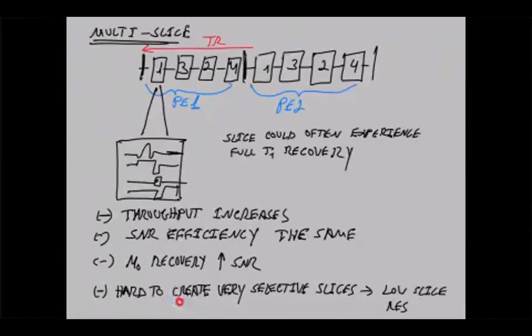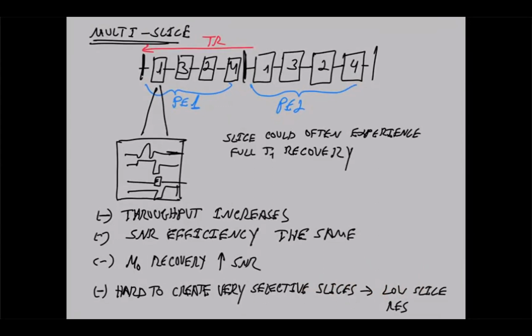Yep, sorry about that. It's hard to create very selective slices because if you are doing this, then you need a higher time bandwidth, and high time bandwidth means that you also are going to deposit more power. It also means that your RF pulses are going to be longer, and so on and so forth. So that's going to be an issue. So really, you don't want to go below 1 millimeter slice thickness. 1 millimeter is really, really thin for slice excitation.